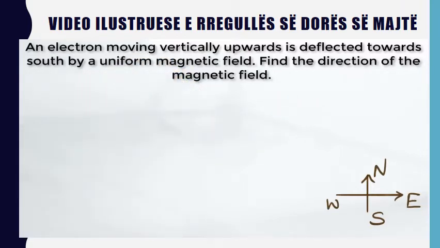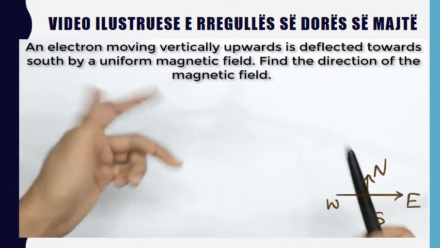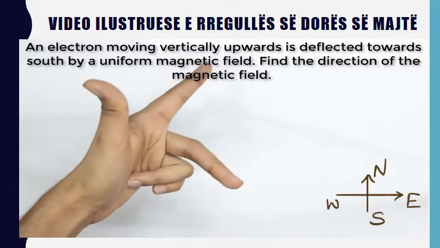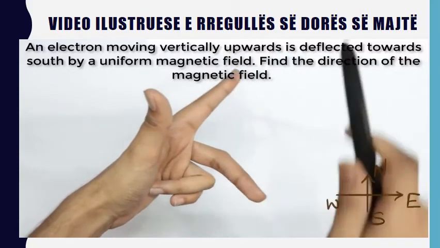So what did we learn in this video? Whenever we have to solve problems including magnetic forces acting on currents or moving charges, just use your Fleming's left-hand rule and remember FBI: force, magnetic field, and current.